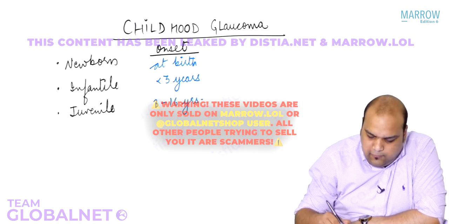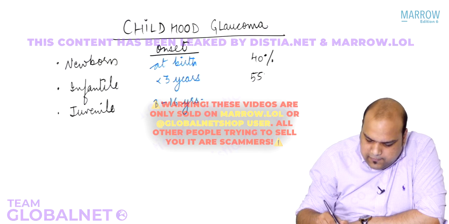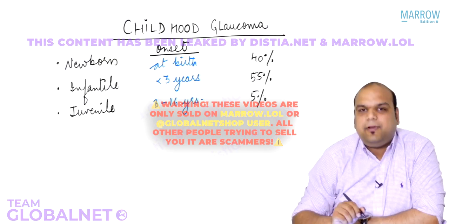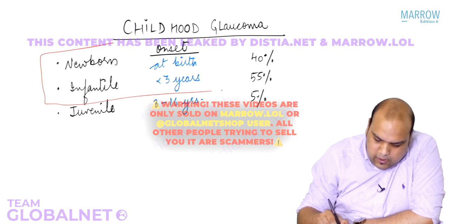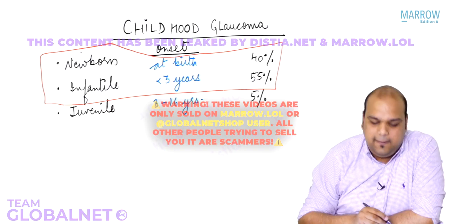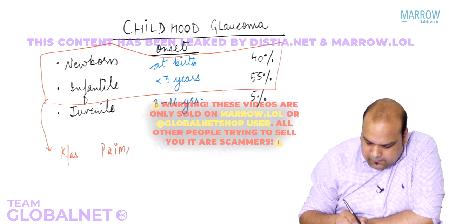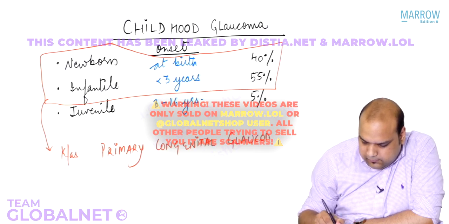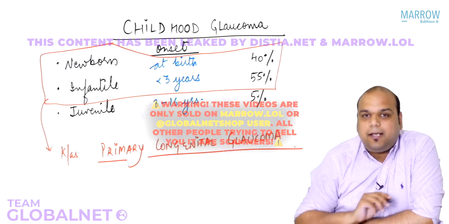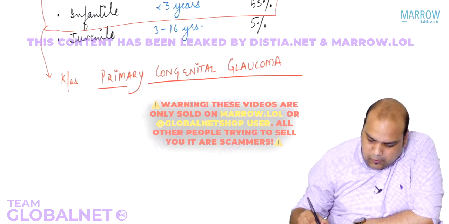Newborn glaucoma forms 40% of the total caseload. Infantile forms 55% and juvenile only 5%. Okay, so I can basically say that newborn and infantile together make up almost all the cases of childhood glaucoma, and together they are known as primary congenital glaucoma. Primary congenital glaucoma. Okay, now, so that's the topic we are trying to read, primary congenital glaucoma.